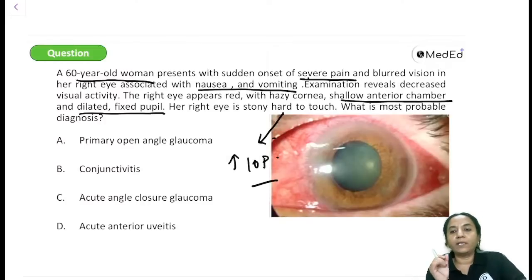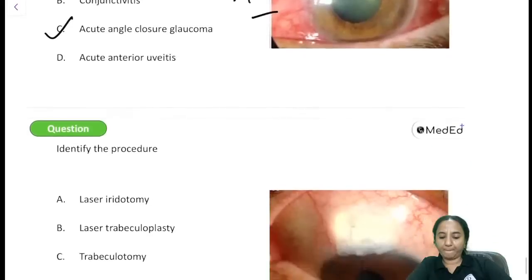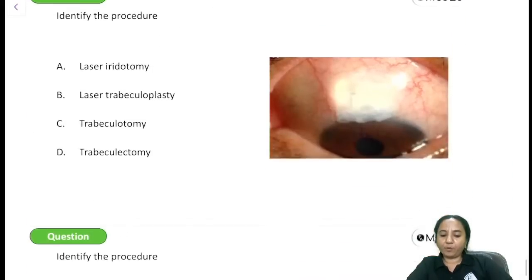So look at the keywords: elderly female patient, sudden onset severe pain, pain so bad that there may be associated nausea and vomiting, the eye is angry looking, the anterior chamber is shallow. You can see that the pupil is fixed and the eye is very hard to touch. Correct. These are exactly all the key features mentioned of acute angle closure glaucoma. So all the keywords are there. These are the keywords that we have to pick up from the question. Let's come to the next question.